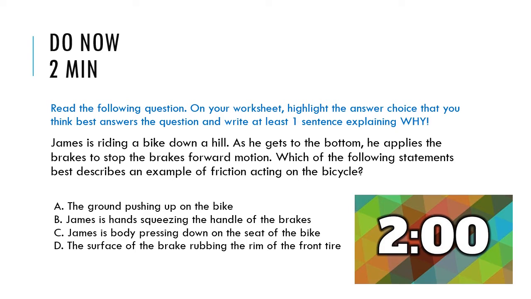So today's question is, James is riding a bike down a hill. As he gets to the bottom, he applies the brakes to stop the bike's forward motion. Which of the following statements best describes an example of friction acting on the bicycle? So think about what scientific vocab is in that question that you need to know in order to answer this one. Choose the one you think best answers it and write your explanation. So go ahead and take 2 minutes. If you need more time after the timer goes off, pause the video. Otherwise, you can just keep going.